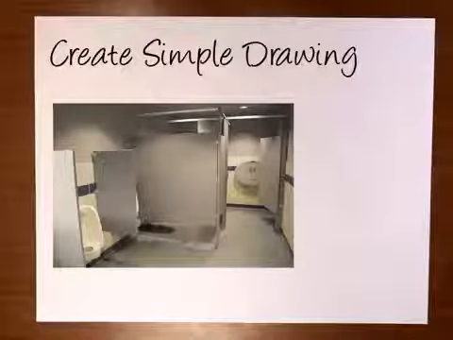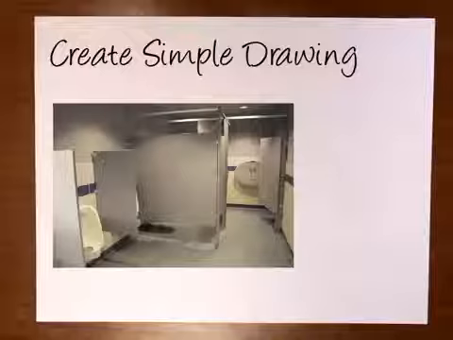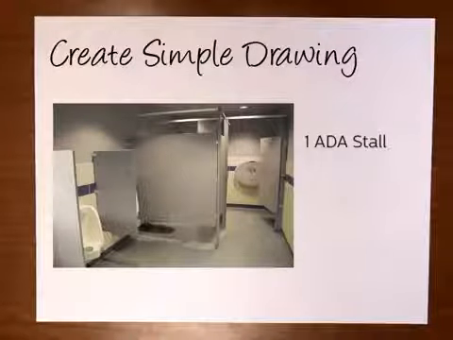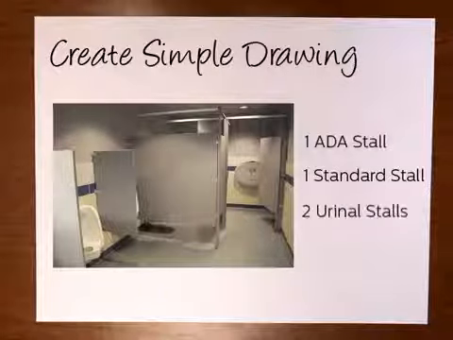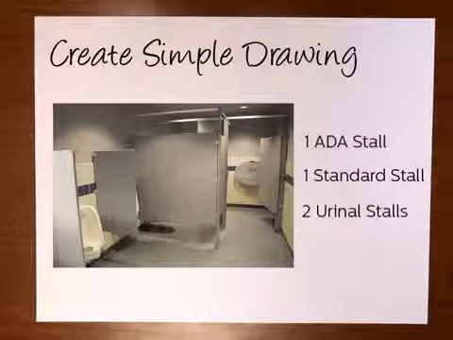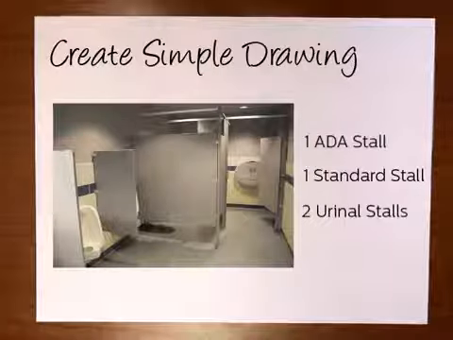Using the restroom pictured as an example, I will walk through the steps to create a drawing for this configuration. The restroom includes one ADA stall, one standard stall, and 2 urinal stalls. The partition style is floor-mounted, overhead braced, which is one of our most common types.